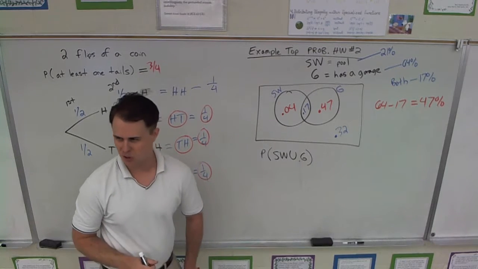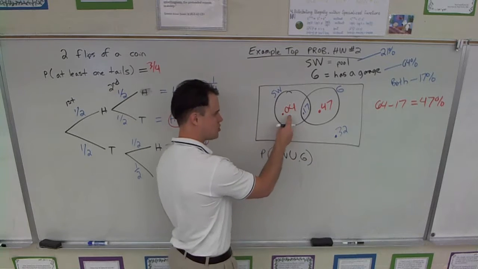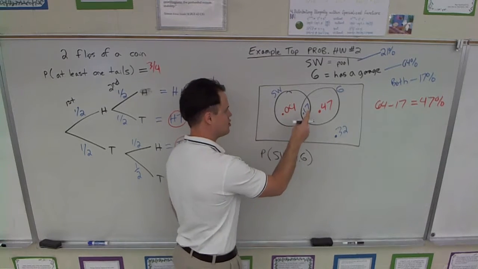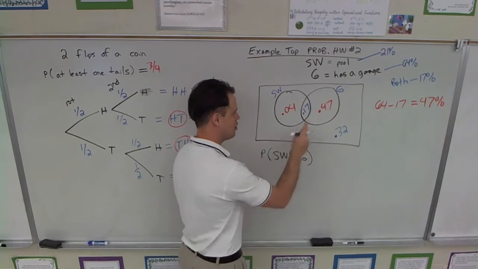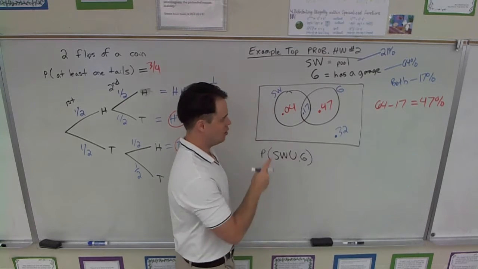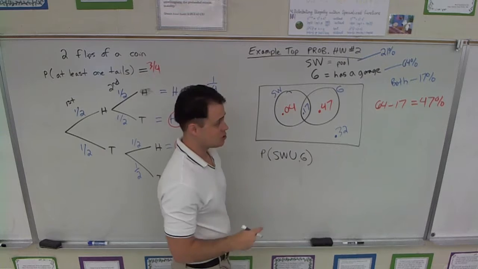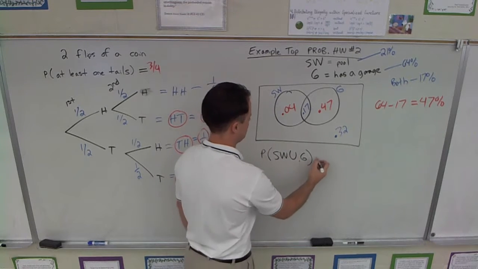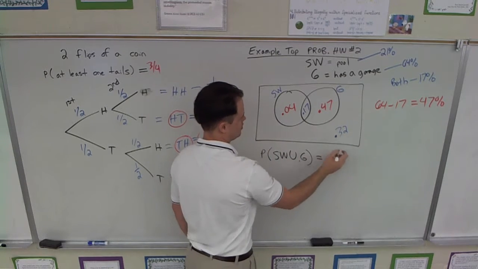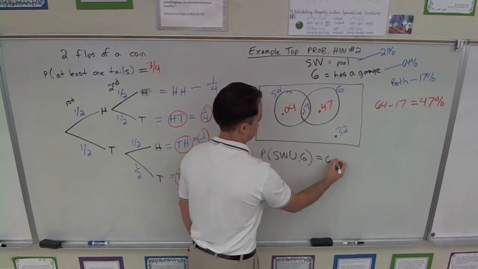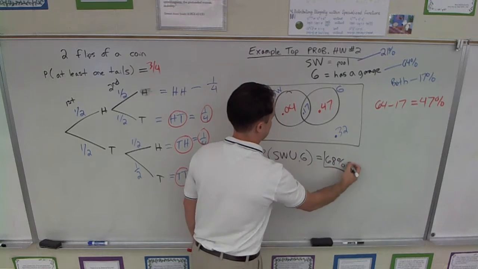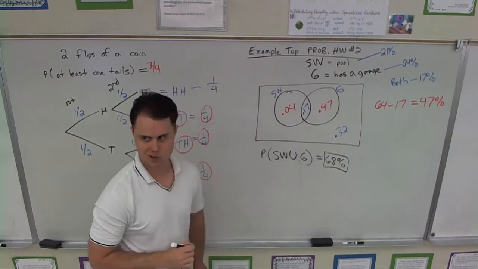I think your diagram says it all. Does the 4% count? Yeah. Does the 17% count? Yeah. Does the 47% count? Yeah, because all those people have one or the other or both, or can include both, of course, right? So what do we add those up to? Isn't that going to be the opposite of this? So that's going to be 68%. Is that right? Yes. Okay.